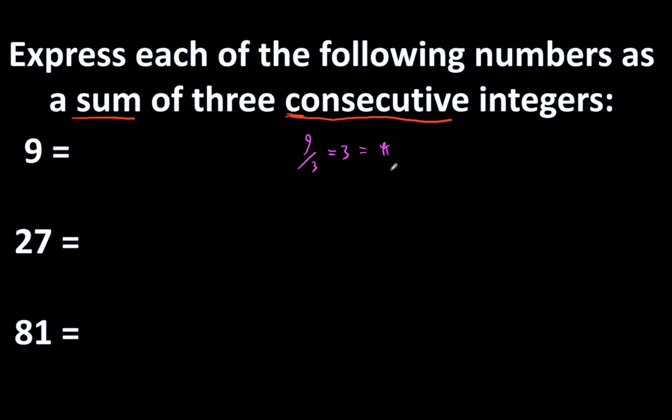So I just got 2 plus 3 plus 4 for 9, and then did the same thing for 27, and I got 8 plus 9 plus 10. Then I did the same thing for 81, divided by 3, and then I got 26 plus 27 plus 28. Okay, nice.